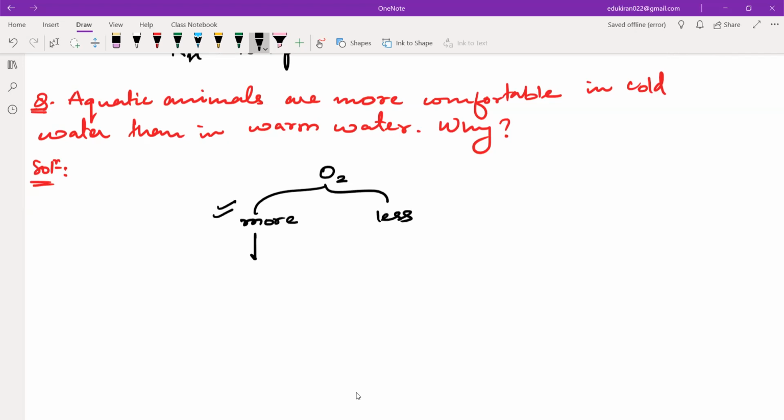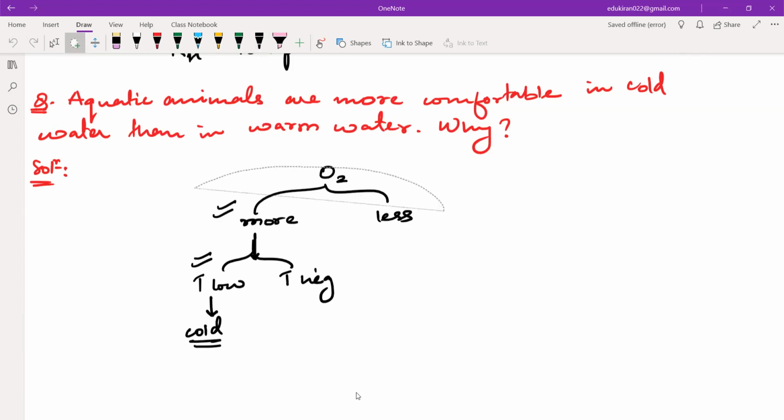So if you have more O2, that means the temperature should be low or high? Low. If you want more O2, then the temperature should be low, right? If the temperature is low, the water will be cold water, right? Yes or no? Yes.